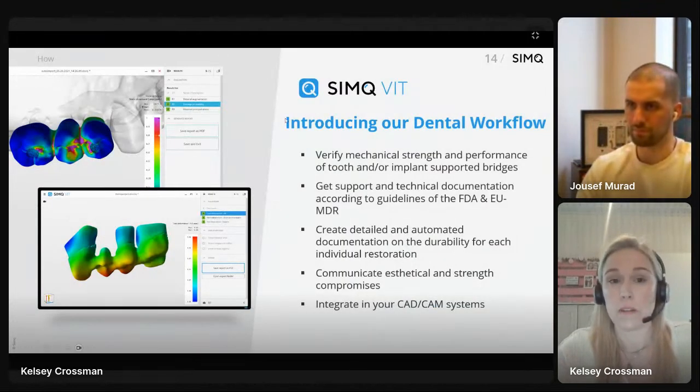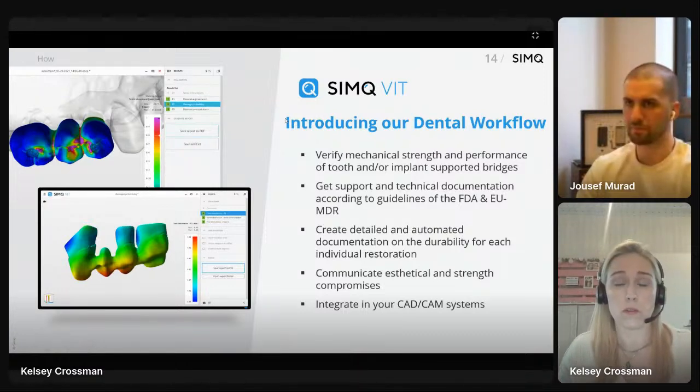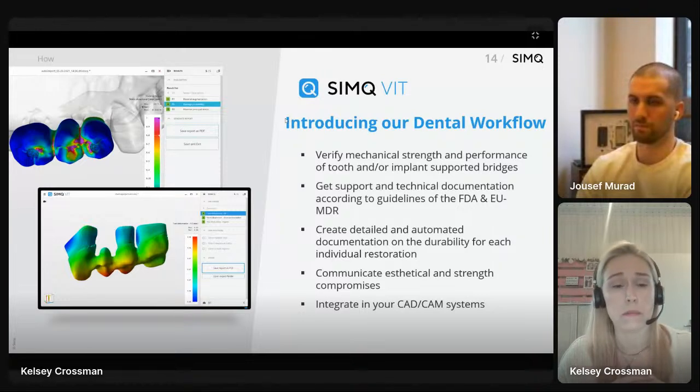And that workflow is similar to what the workflow with the screen was for the subperiosteal implant. You can see here, there's a couple of different results, which we'll get into in a little bit. But again, you verify the mechanical strength and performance of medical devices and implants, and tooth or implant supported bridges.